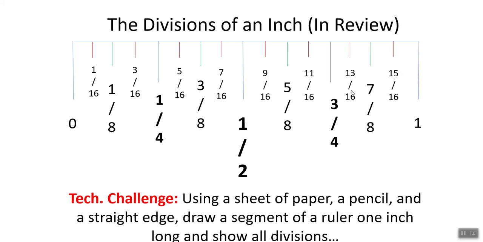Next, we have 13/16, then we have 7/8, 15/16, and finally 16/16, which is the same as 1 inch. Again, that's how we measure all the divisions of an inch. Your task is to draw a little ruler about 8 inches long and make each segment about a 1/2 inch, and then practice reading these without looking at the numbers. Next, in part 2, we're going to go into how to read these without the numbers. So draw your little ruler and see what you can do.